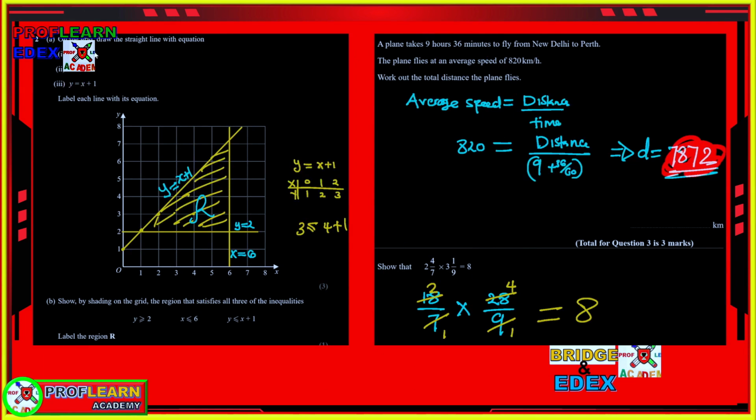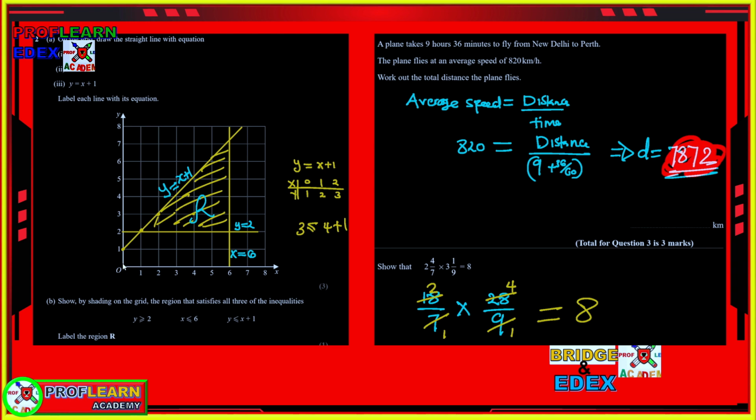The second question is on how to draw and shade regions in inequalities. Now you can see this on the grid. Draw the straight lines with the equation y equals 2, which is a horizontal line like this, and x equals 6, which is a vertical line that goes past 6, and then y equals x plus 1. This one has a gradient, so you are going to have a table of values. When x is 0, it will be 0 plus 1, y will be 1. When x is 1, it will be 1 plus 1, y will be 2. When x is 2, it will be 2 plus 1, y will be 3.